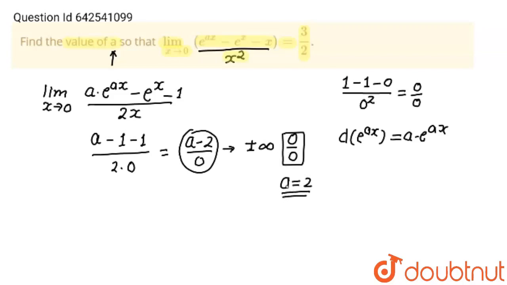Now I am going to solve and find, at a is equals to 2, whether this limit is 3 by 2 or not. So from here we got the answer a is equals to 2. Now let's differentiate. At a is equals to 2, this will become 0 by 0. So when this is 0 by 0, we can again apply L'Hopital. So let's apply L'Hopital one more time.